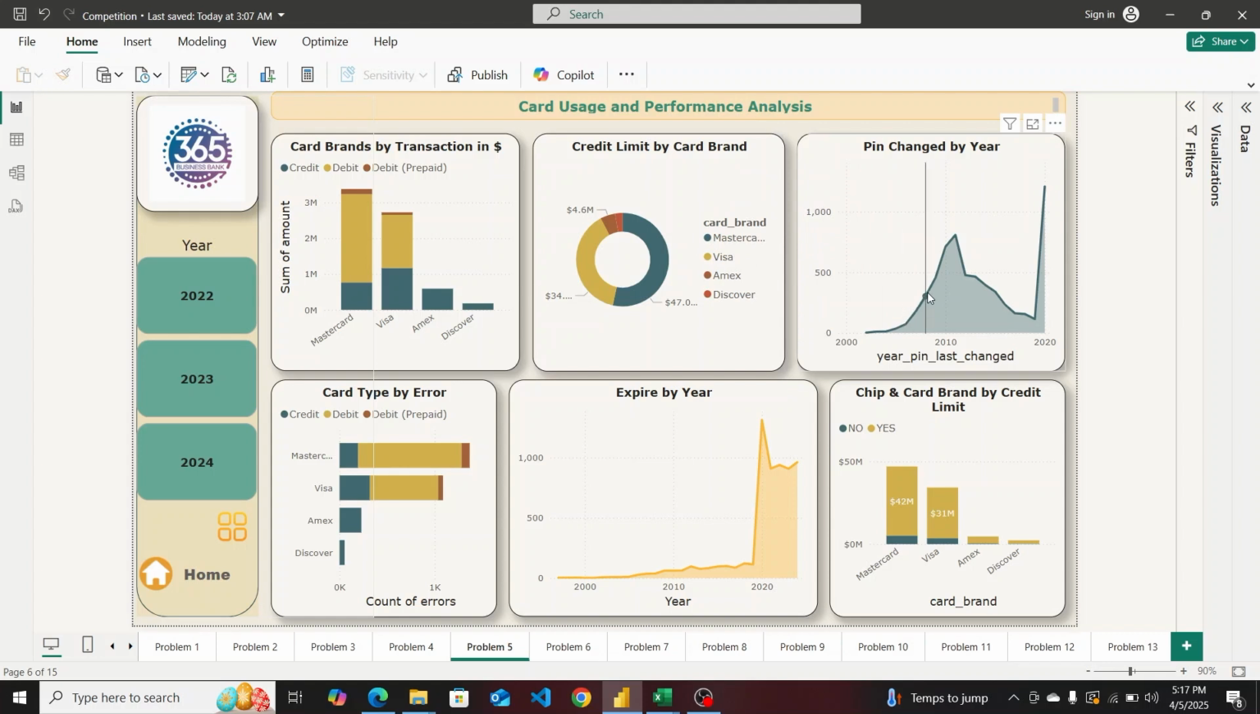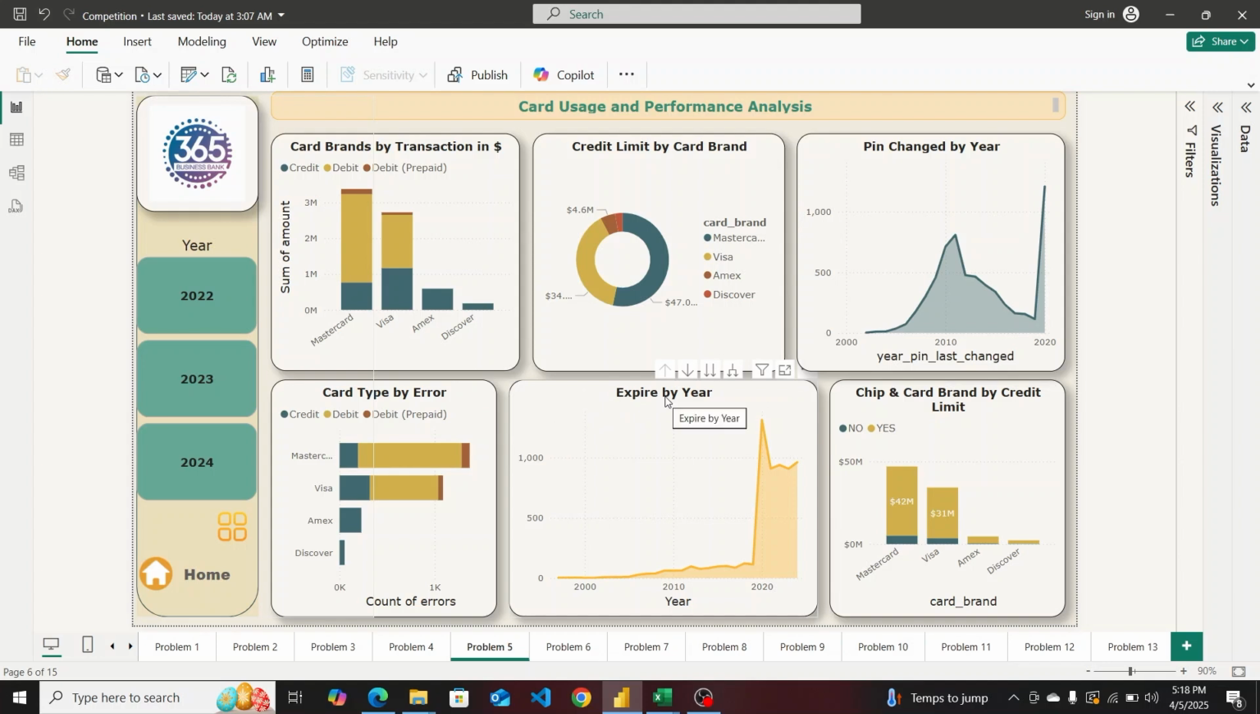This is the timeline which shows the PIN change by year, and in 2011 there are 809 cards which have changed their PINs. After that, in 2020, 1208 cards have changed their PINs. This chart shows the card type by error. The Mastercard debit card has the highest error count, which is 1088.